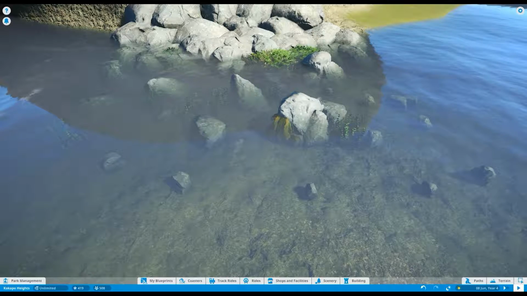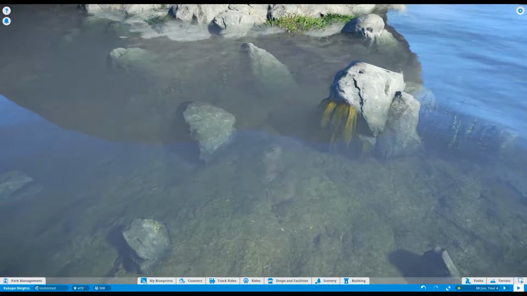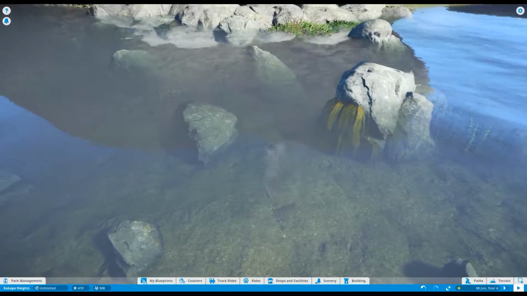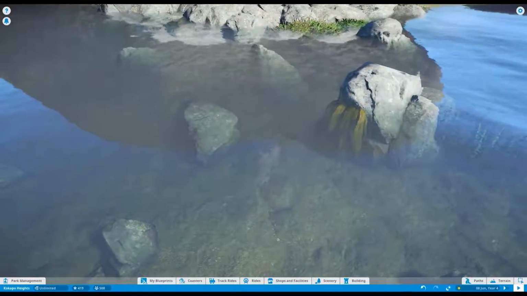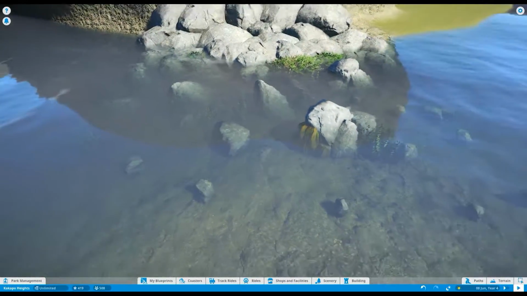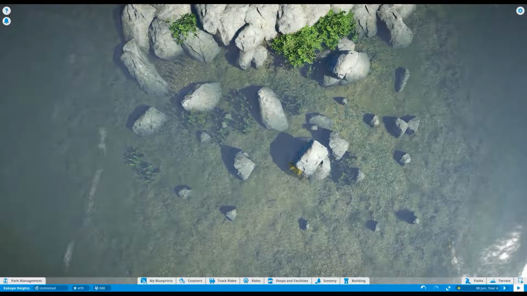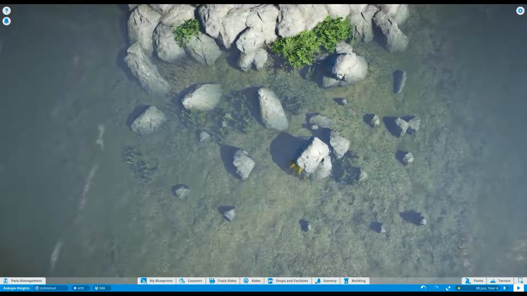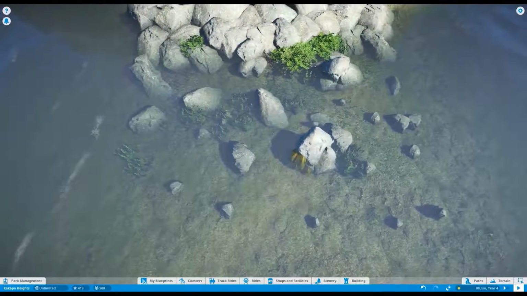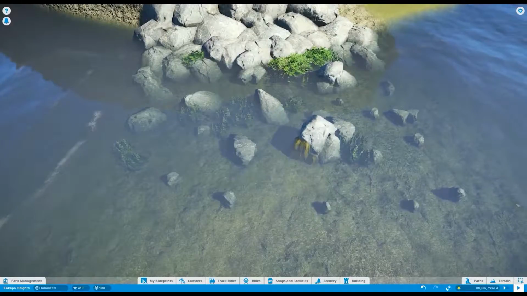Hey everybody, and welcome to this series about using water in Planet Coaster. In this video I'll be focusing on decorating water, but for the rest of the series I'll be looking at how to build weirs and waterfalls, things where you're trying to get it to look like the water is moving or flowing, because of course at this point we don't have any flowing water in Planet Coaster.